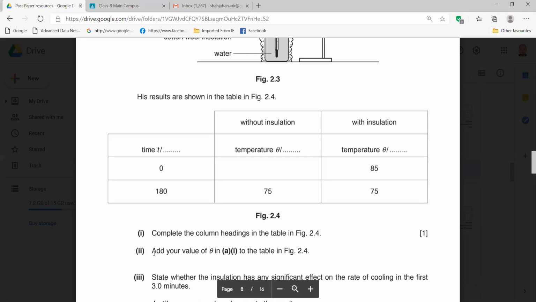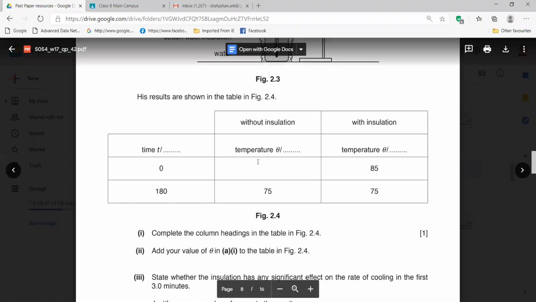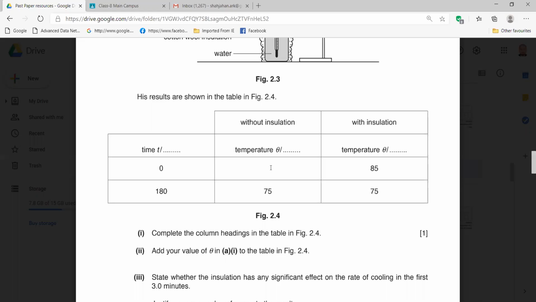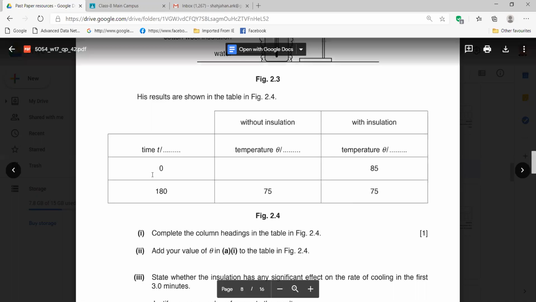Okay, continue please. Sir, number 2. Add your value of theta in A1 to the table in figure 2.4. Here one box is left, right? The other boxes we have values.